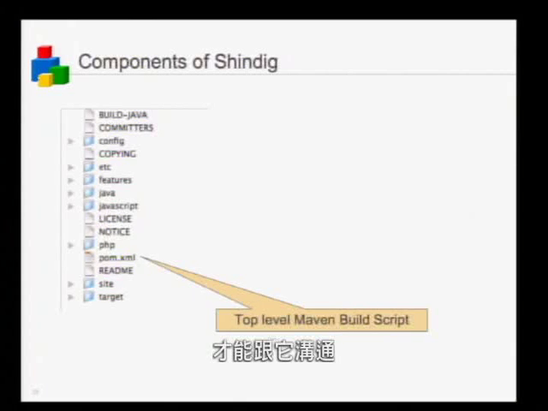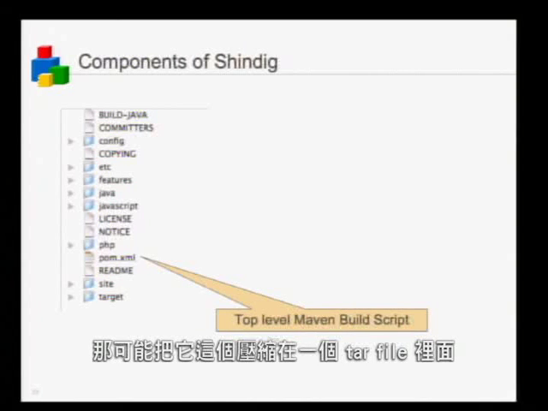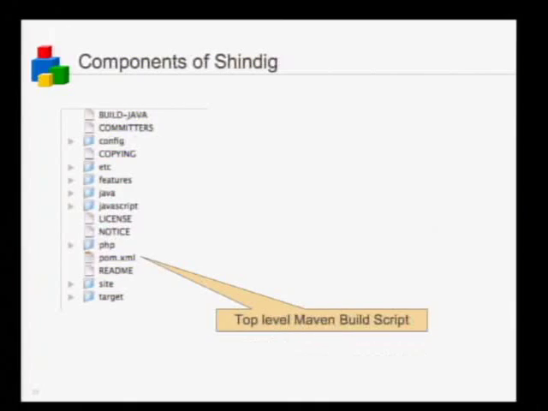Down the road, when we start having release builds, we'll just package it up in a zipped file or a tar file, and you can download it entirely if you want a specific release. But in the early days of Shindig, which it's still kind of early, typically you'll just go ahead and have a Subversion client and download the code that way.